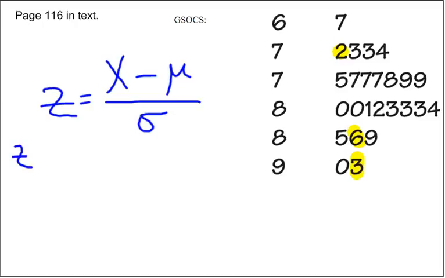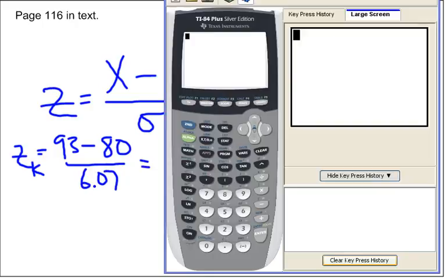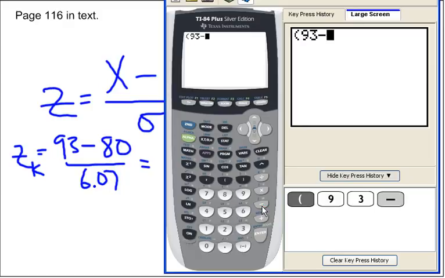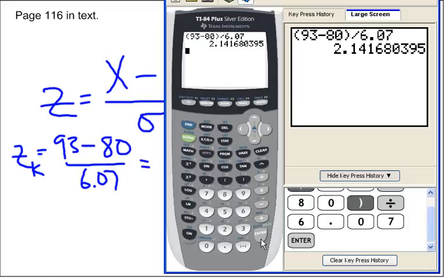So this is going to be z for Katie, which is 93 minus the mean, which we got from the other page, is 80, divided by the standard deviation, which is 6.07. And if you do that out in your calculator, I've got to put the top in parentheses, but 93 minus 80 divided by 6.07, and I get 2.14. Now what this means is that this score was 2.14 standard deviations above the mean.